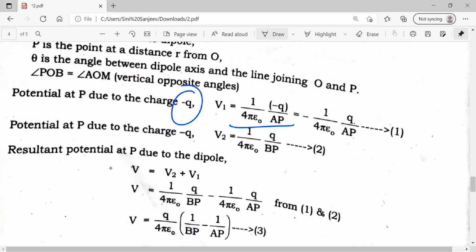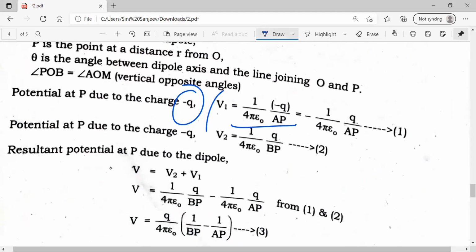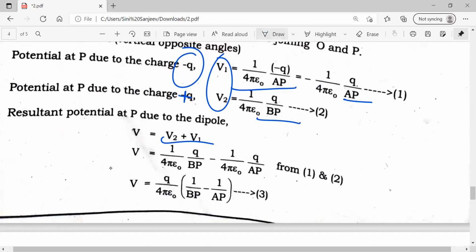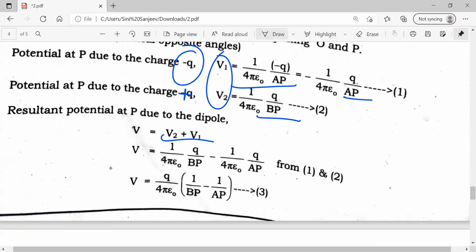So the resultant potential, in the sense, I add V1 plus V2, just like the superposition we did, right? We add everything. I hope everyone understood what is this q by AP and q by BP. One is due to the positive and the other is due to the negative. This is positive actually. In the book it is given negative. So we cannot blindly believe in the book also. So coming to this, if I take it common, I get 1 by BP minus 1 by AP.